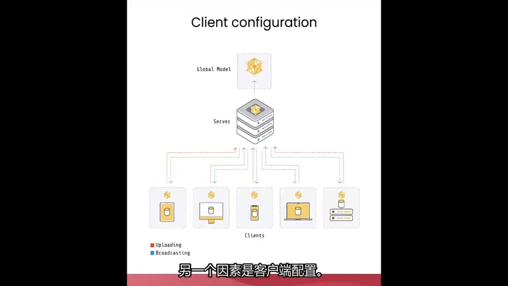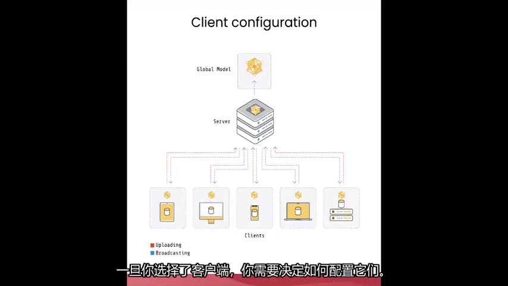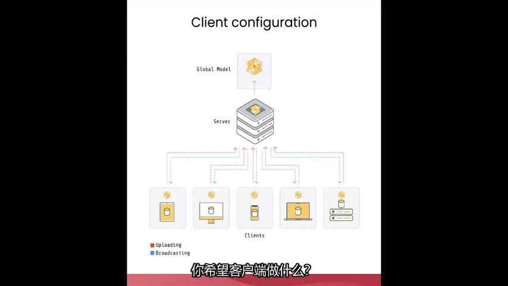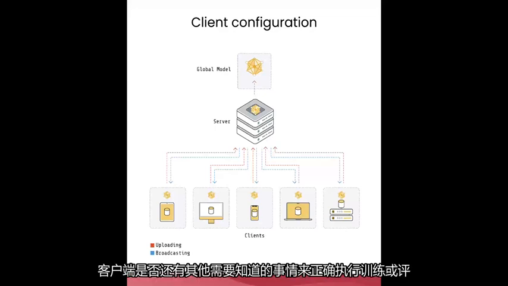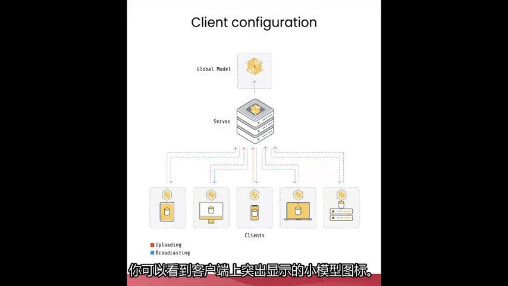Another factor is client configuration. Once you selected clients, you need to decide how to configure them. What do you want the client to do? How long should it train the model? What hyperparameters should it use? Are there any other things the client needs to know to execute the training or evaluate in the right way? You can see the small model icons on the client highlighted. This is to indicate the client configuration that the client uses to execute the task.